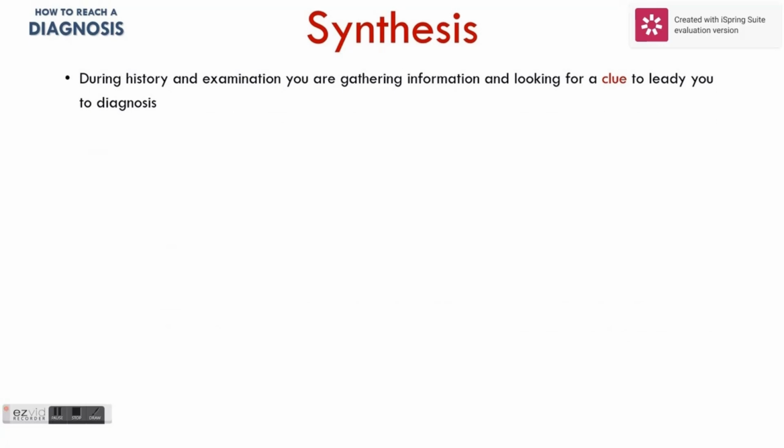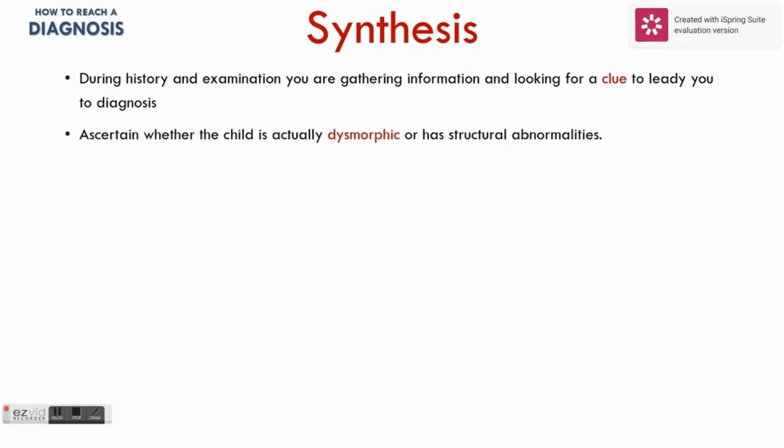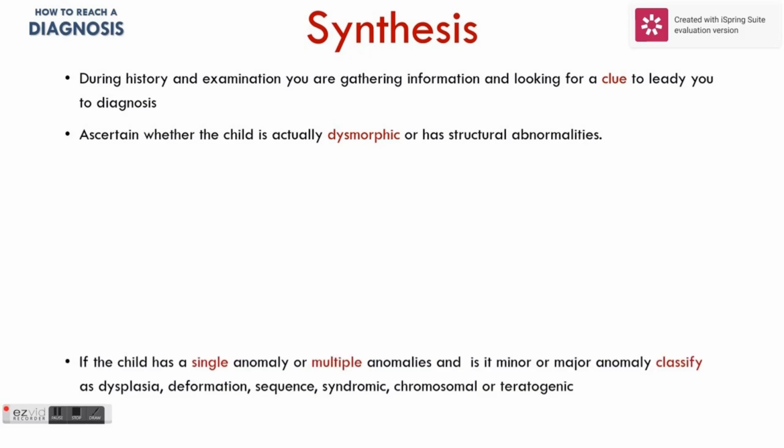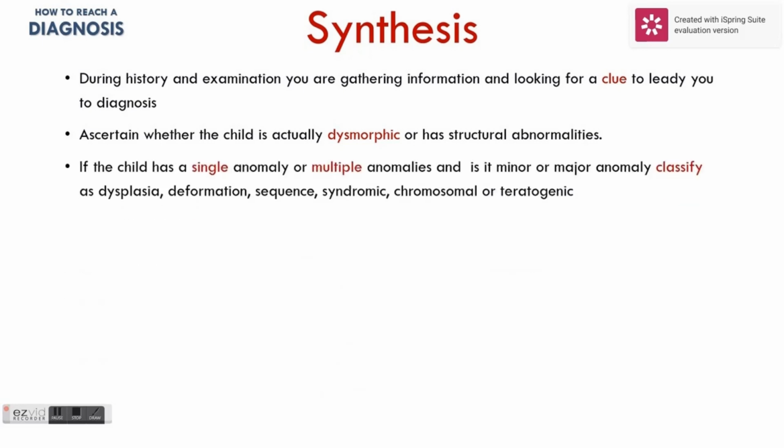During history and examination, as we said, try to find a clue for a diagnosis. Try to make up your mind: does this child have real dysmorphological features or structural anomalies, and are they single or multiple anomalies? Try to classify them into the classification that we mentioned before: dysplasia, deformation, or malformation, as a sequence or syndrome or chromosomal or teratogenic.